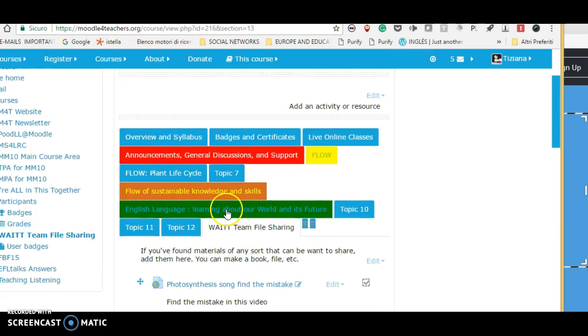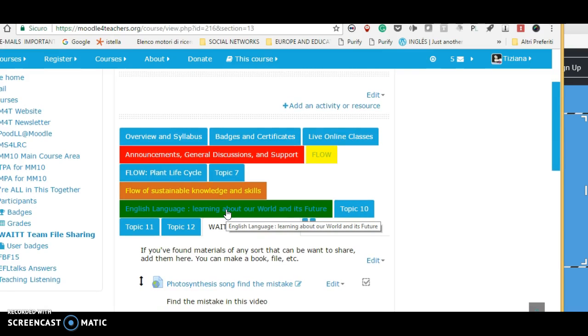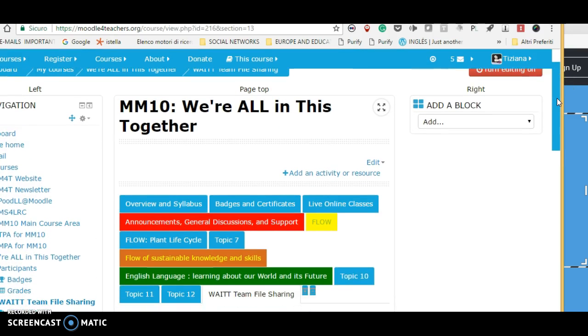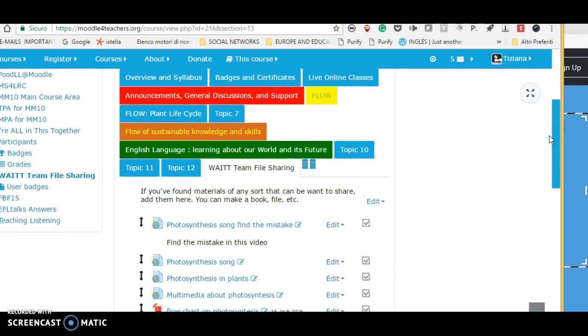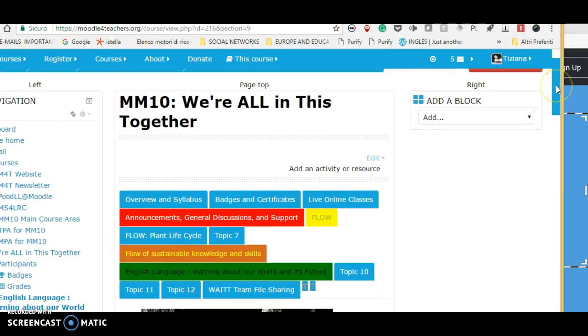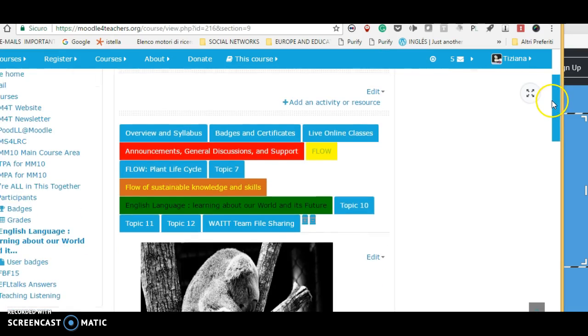So now I'm going to show you the part which I have developed, which is a sort of an English section dealing with the issue we have been doing. I have turned the editing off so that I could also add more activities, but I feel that what we have done is enough in terms of what I can do this week, because it will take me more time to think about what to do.